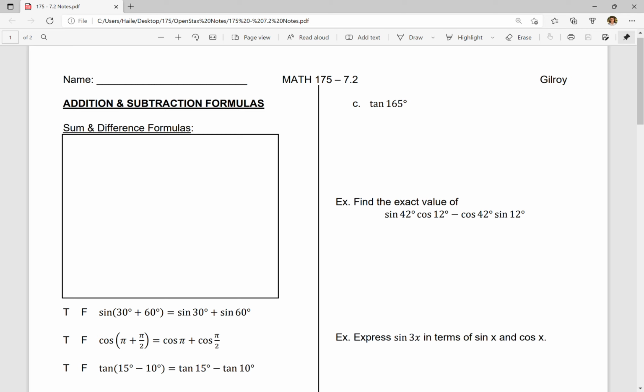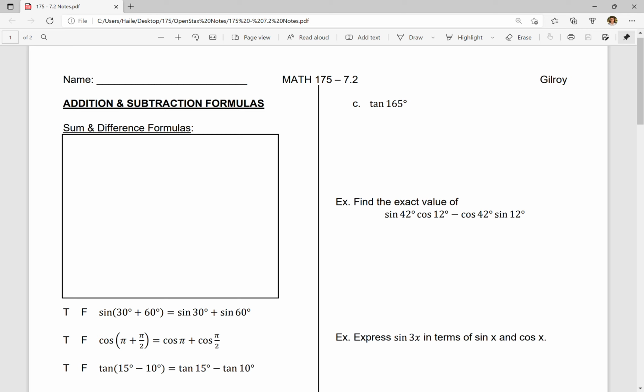This is when we start trying to solve for angles that may not necessarily be on the unit circle, but maybe we can find a combination of angles on the unit circle to figure out what the sine, cosine, and tangent of these angles are, if that makes sense.